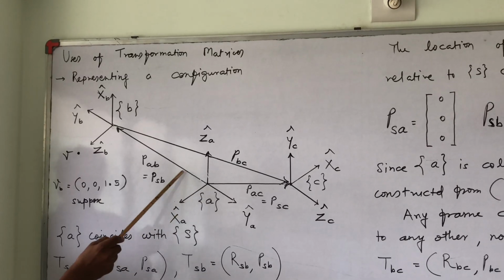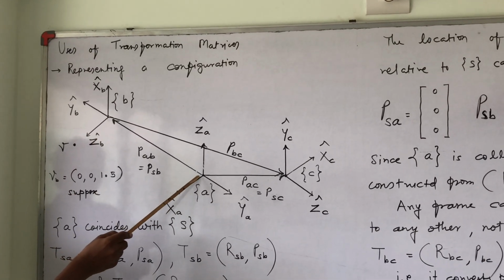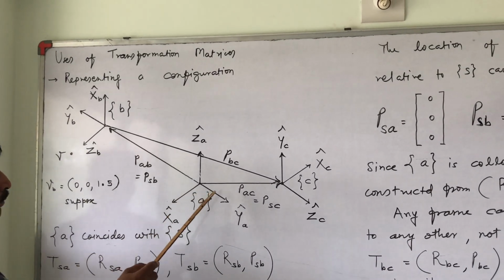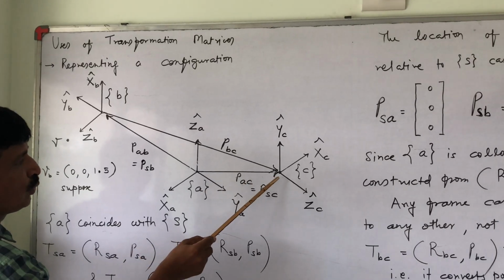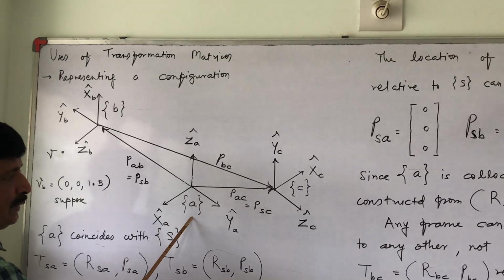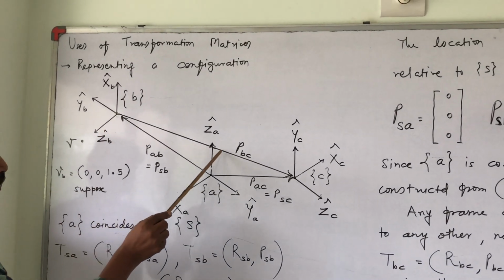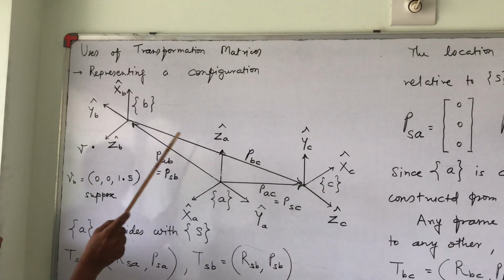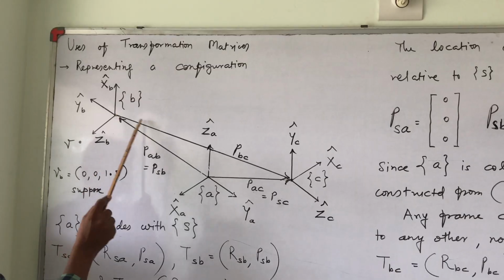This is the position vector of the origin of frame B with respect to A frame, that is S frame, because A and S coincide. This arrow is the position vector of the origin of reference frame C with respect to S frame, in S frame. This is the position vector of the origin of reference frame C in B frame, with respect to B frame, this one.